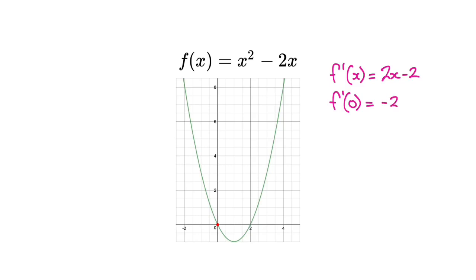Well, when we look at our function, we can see here that the minus 2 value refers to the slope moving in a negative direction, and its rate of change is that of a negative 2.